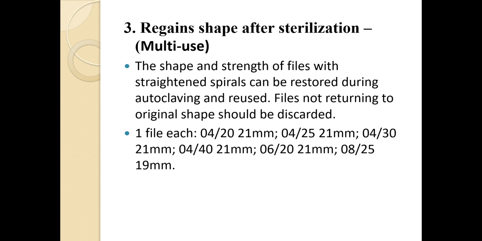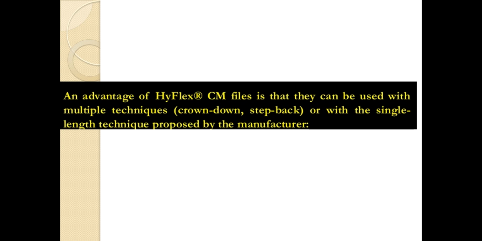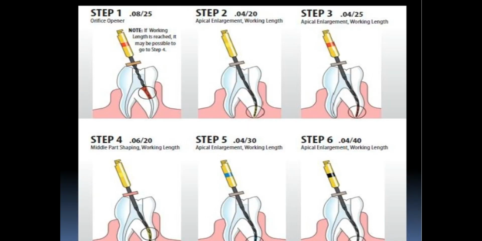It has one file each of 04 by 20, 21 mm; 04 by 25, 21 mm; 04 by 30, 21 mm; 04 by 40, 21 mm; 06 by 20, 21 mm; and 08 by 25, 19 mm. An advantage of high-flex CM files is that they can be used with multiple techniques, that is crown down, step back, or the single length technique proposed by the manufacturer.